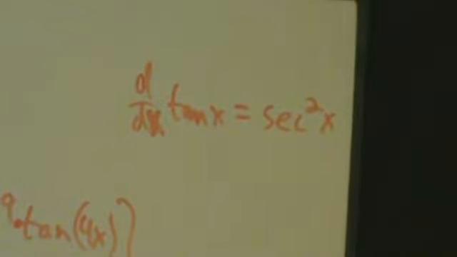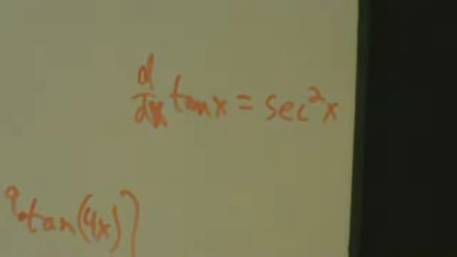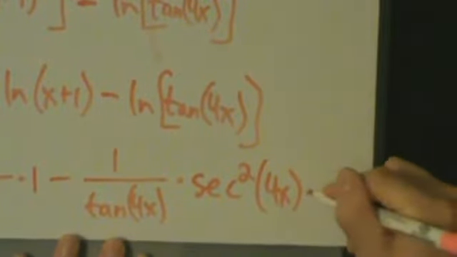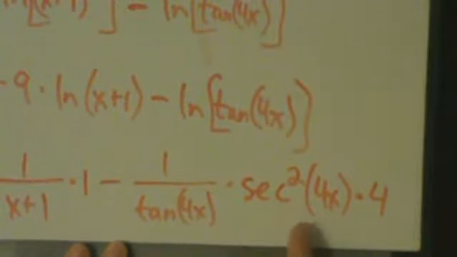But remember, the chain rule says derivative of the big guy evaluated at the little guy. So the derivative of tangent of 4x is going to be the derivative of the big guy evaluated at the little guy, and then times the derivative of the little guy. Now the little guy is 4x, so the derivative is 4. So this all came from this term here. We applied the chain rule twice, actually. Natural log of a thing, the derivative is 1 over that thing times the derivative of that thing. And when we did the derivative of that thing, we had to do the chain rule again. So that's what happened there.